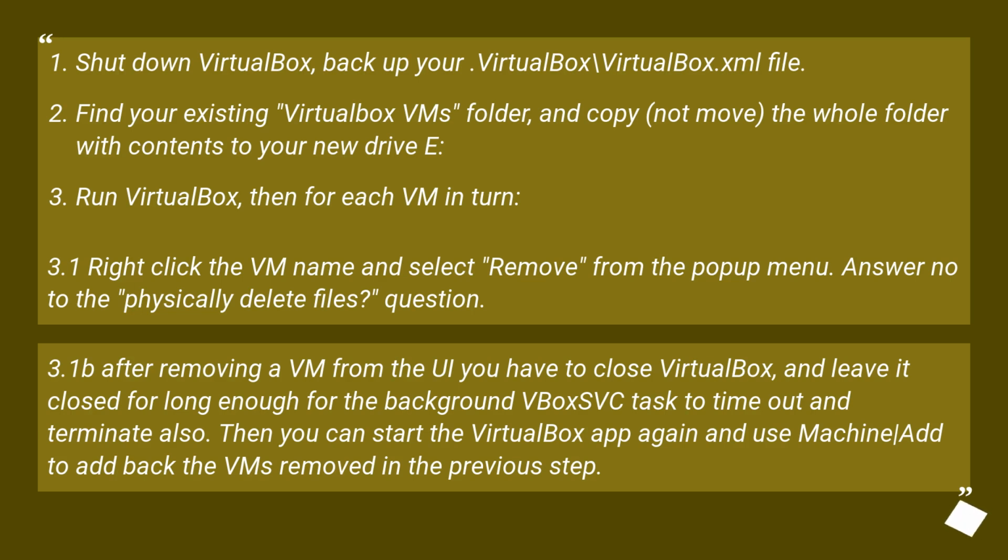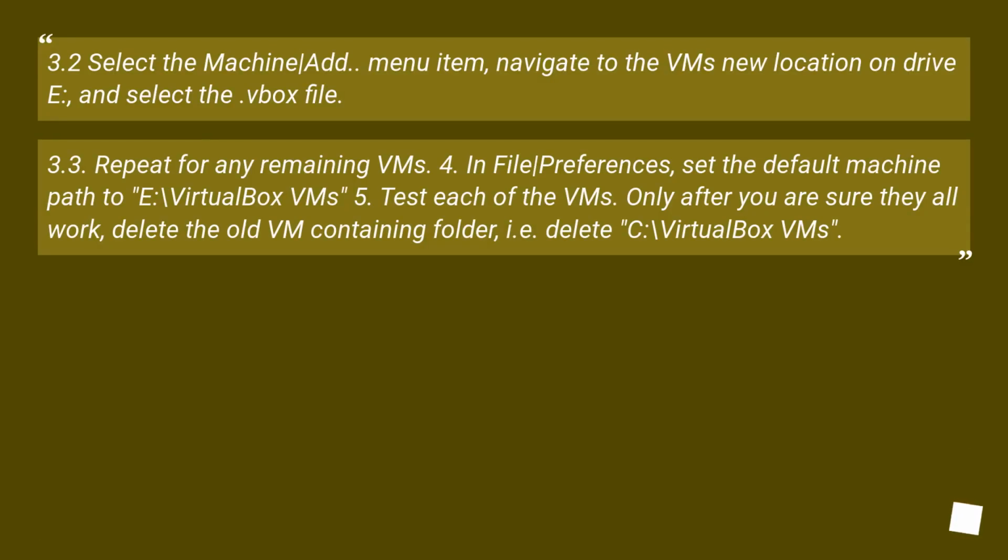3.1b After removing a VM from the UI you have to close VirtualBox, and leave it closed for long enough for the background VBoxSVC task to time out and terminate also. Then you can start the VirtualBox app again and use Machine | Add to add back the VMs removed in the previous step. Select the Machine | Add menu item, navigate to the VM's new location on drive E, and select the vbox file.